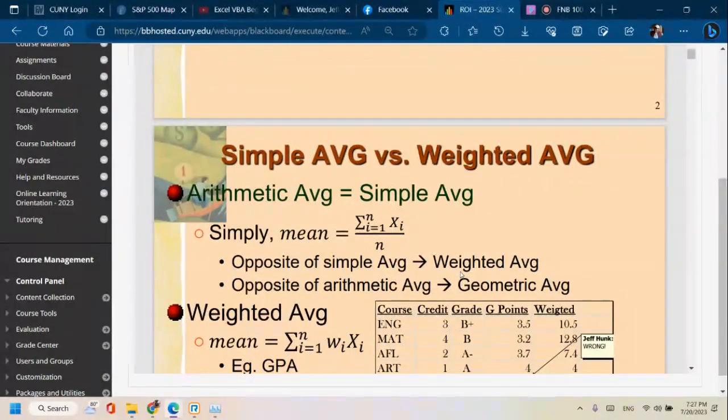most of you are only familiar with one type of average, which is called simple average or arithmetic average, which is what? Adding up all the data points, adding up all the numbers and dividing by the number of the data points. Most of you only understand that as average. That's the only average that you know.